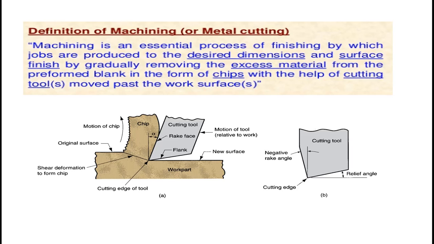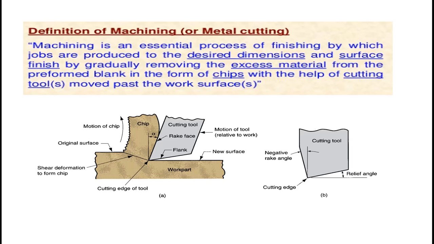First, chipless or non-chip forming processes are those processes in which raw material is shaped under the action of heat, pressure or both. It includes processes like pressing, forging, drawing, casting, spinning, rolling, drop stamping, extrusion and many other processes.